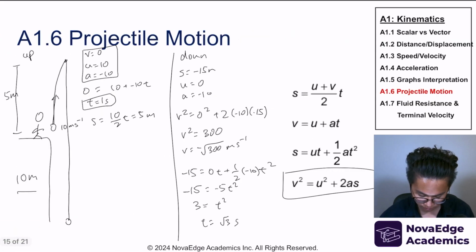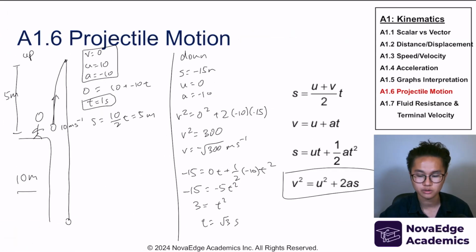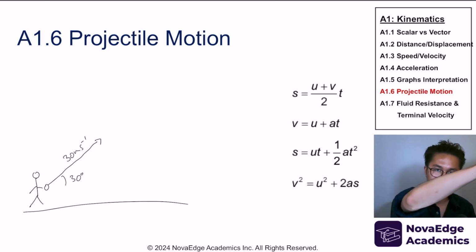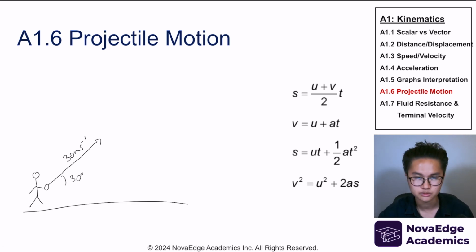Okay, so we can do a projectile motion problem that's at a certain angle as well. So we've been dealing so far with just straight up and down, right? Well, how about I put an angle? I throw it diagonally at a certain angle. What happens next?